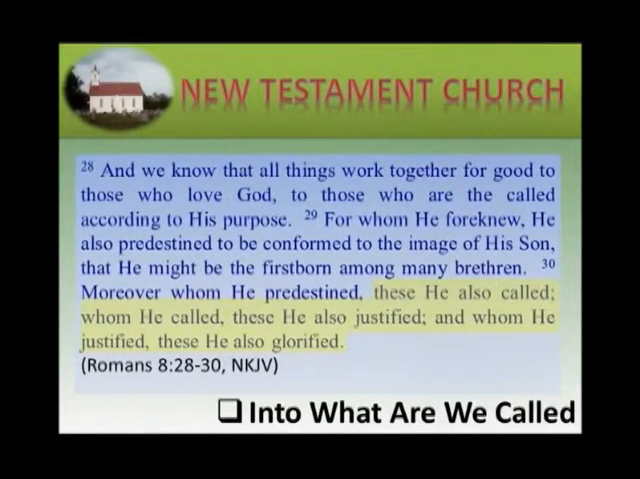Now, notice that, justification and glory. Who wouldn't want that? That's what we're called into. Well, how do we get into that? That's what we're called into. Isn't that a great thing?